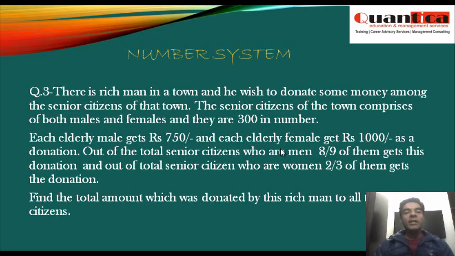The third one was, out of the total senior citizens who are men, only 8 by 9 of those senior citizens get the donation, while out of the total senior citizens who are women, 2/3 of them get the donation. So find the total amount which was donated by the rich man to all the senior citizens. Okay, fine. So let's start solving this.